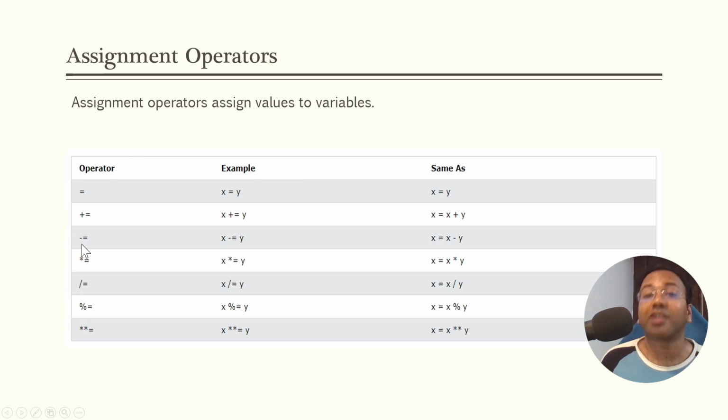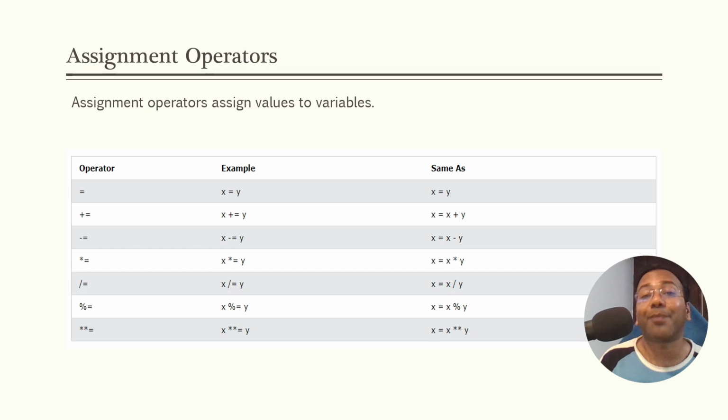Similarly, you have one for subtraction, one for multiplication, one for division, and one for the modulus operator. The modulus operator will basically give you the remainder. For example, if I divide 3 by 2, then the remainder will be 1. So 3 modulus 2 will give you a remainder of 1. And last but not least, this is your exponentiation operator.